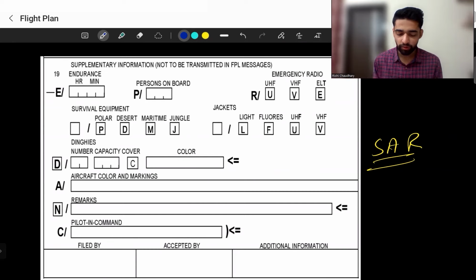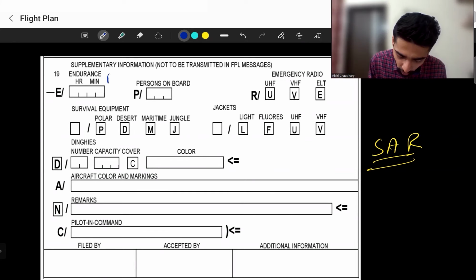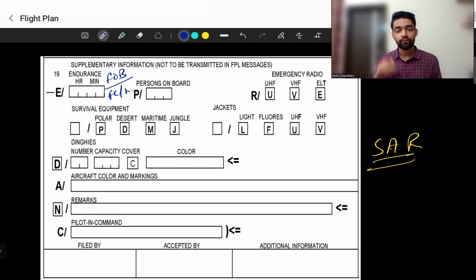In search and rescue, the first thing is endurance. What is the formula of endurance? If you remember, endurance is nothing but FOB, fuel on board, divided by fuel consumption per hour, correct? Fuel on board divided by fuel consumption per hour is the total endurance. Endurance comes in hours and minutes. So just imagine if your endurance is 9 hours, you will write 9 hours and 00 minutes. So our plane can be in the air for 9 total hours.